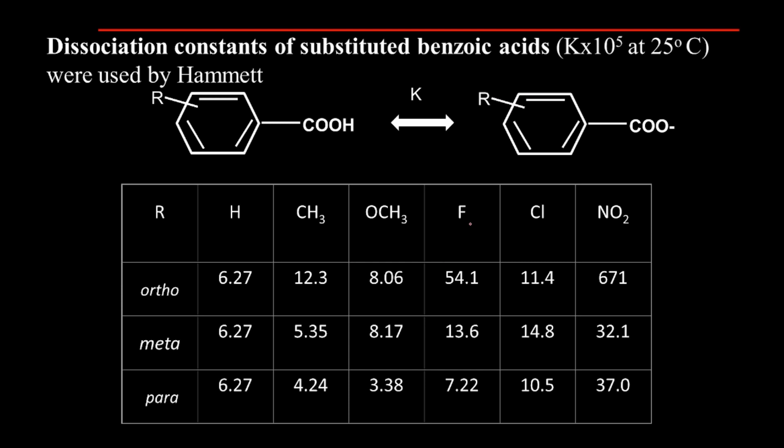As you can see, fluorine, if it is in the ortho position, has a very high dissociation constant, whereas when you go down to a CH3 type of group in the para position, you can have a very low dissociation constant. So depending upon the position and the type of group, you can have different dissociation constants. Electron withdrawing or donating groups stabilize the anion, COO minus, which is called the anion.